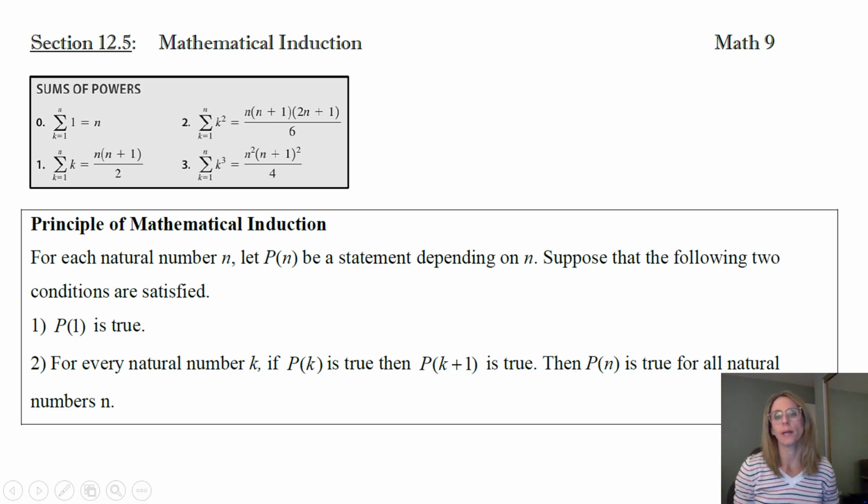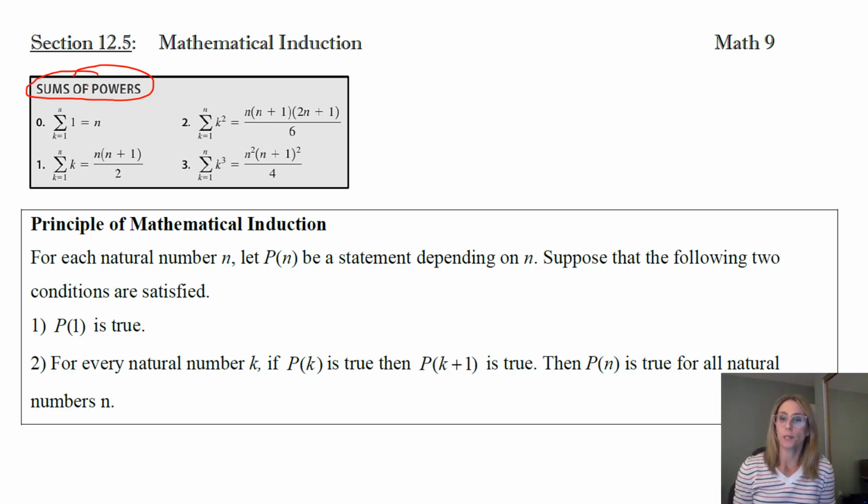This section is entitled Mathematical Induction, and the idea behind it is to prove that one side, which equals another side, is true. We're going to be using a few things that we want to remember, which is just some of the summation formulas. So make sure that you have this handy, this sum of powers that we see over here, because those are things that we're going to need to know.